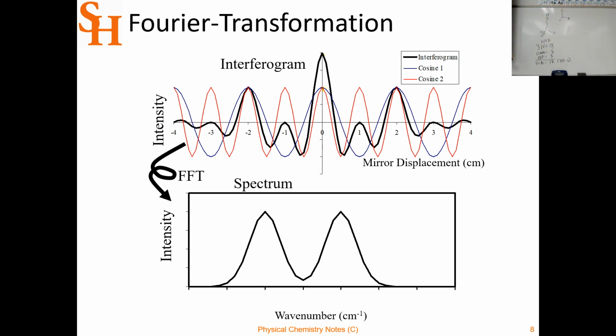So let me get my pens, kind of go through this. Let's get the highlighter first. Okay, so this black curve here, this is the interferogram, and it goes down and up. So if you were to look at the raw data of your spectrum, this is what you would see.